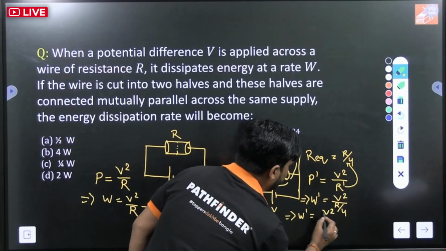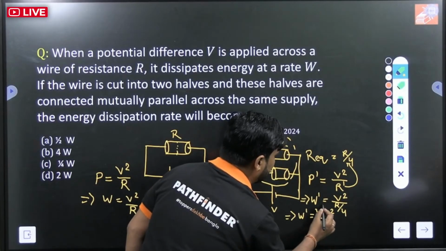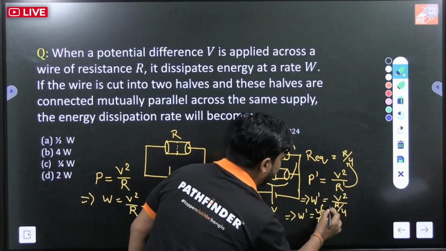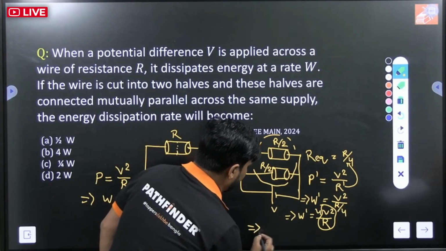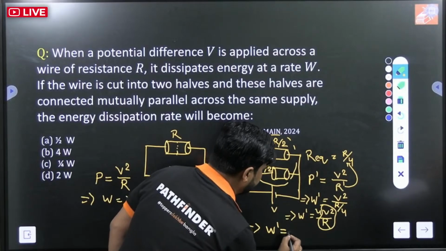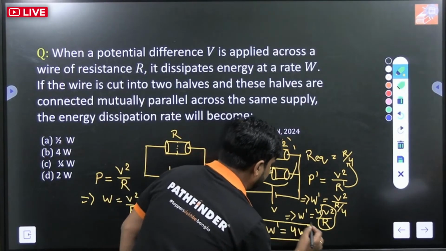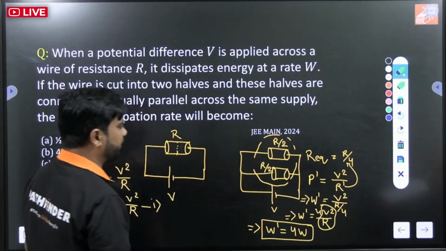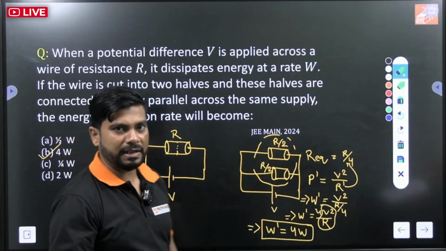So here what does W dash come out to be? 4V square divided by R, and you know that the value of this V square by R is W. So what we are getting? W dash is equal to 4W. This is our final answer. So which one is correct? Option B is correct. Clear?